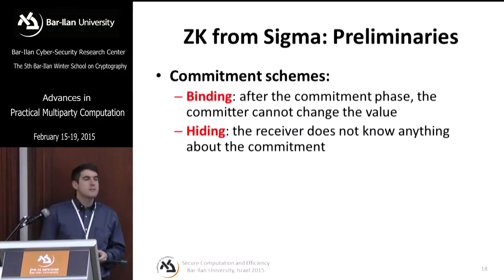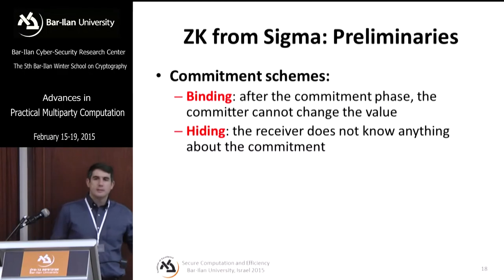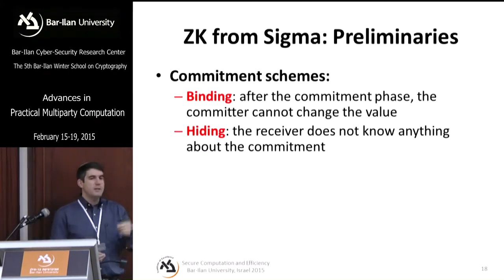Okay, so how do I get zero knowledge from a sigma protocol? I need to start with commitment schemes. And actually, I told you about commitments this morning when I did El Gamal for the coin tossing. But a commitment is an envelope. I take a non-see-through envelope, I write something down, I put it inside the envelope, and I give it to you.